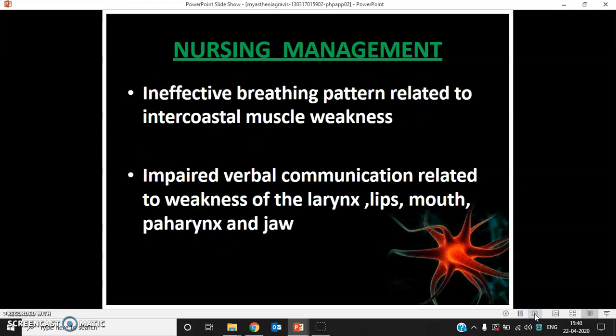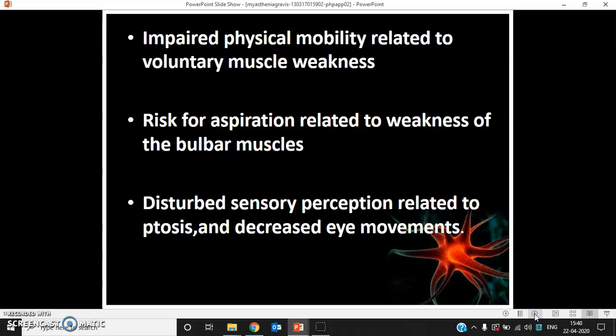Then what should be the nursing management or the nursing diagnosis? Ineffective breathing pattern related to intercostal muscle weakness, impaired verbal communication related to weakness of the larynx, lips, mouth, pharynx and jaw, impaired physical mobility related to voluntary muscle weakness, risk for aspiration related to weakness of the bulbar muscles, disrupted sensory perception related to ptosis and decreased eye movement.